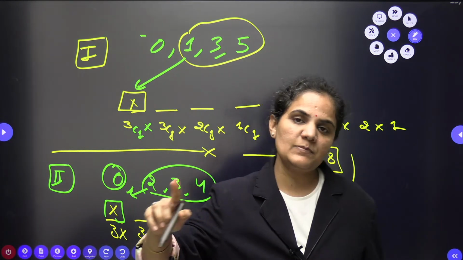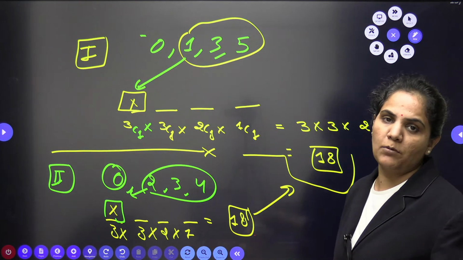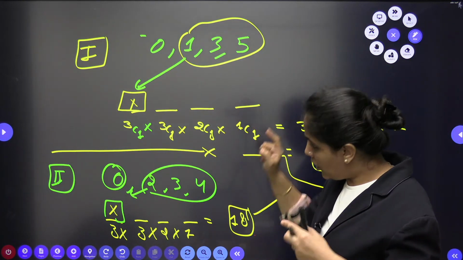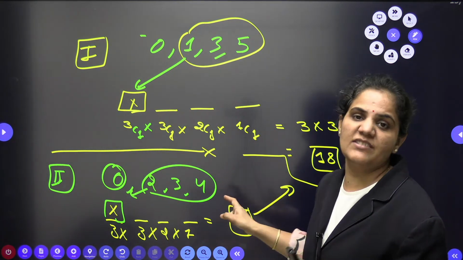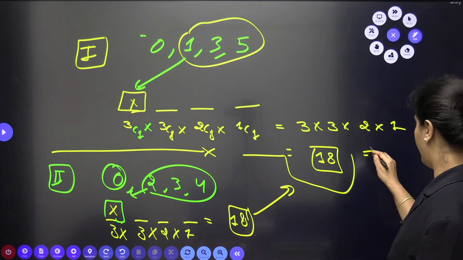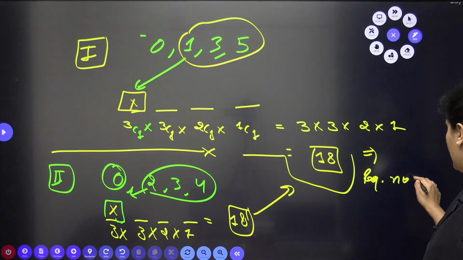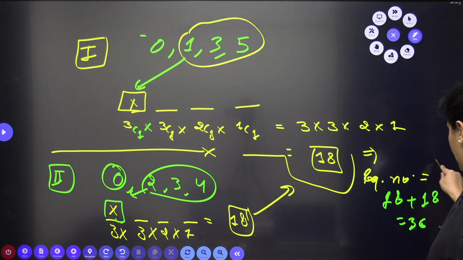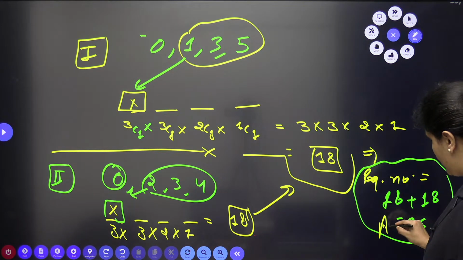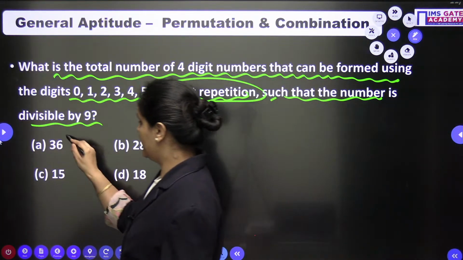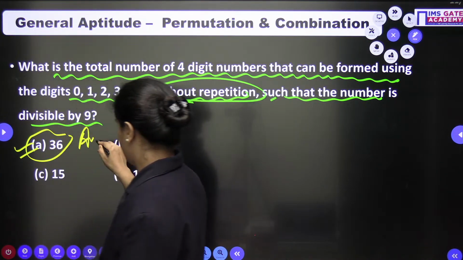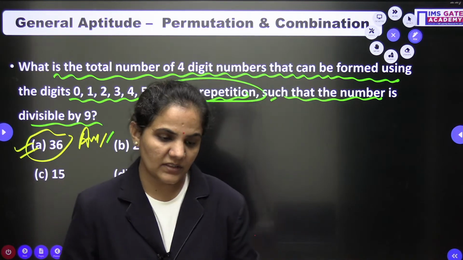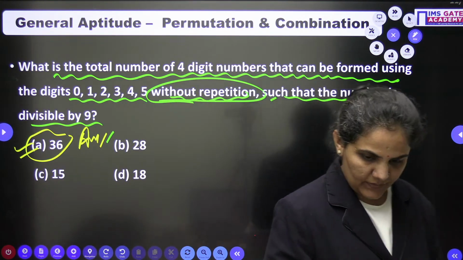Either case number 1 is possible or case number 2 is possible. Either this is possible for the 4-digit number which is divisible by 9, or this is possible for the 4-digit number which is divisible by 9. So the total required number of ways will be 18 plus 18, 36. So we can see the result in option A. I hope this thing is also clear to everyone.